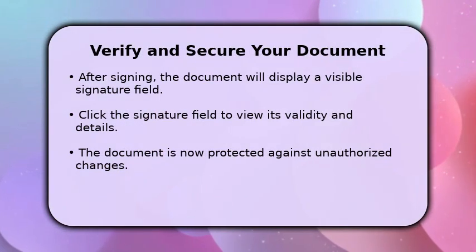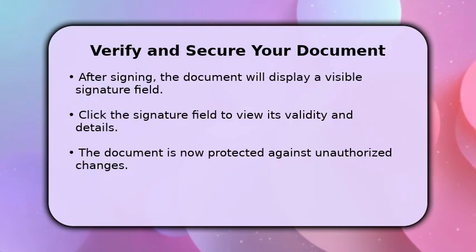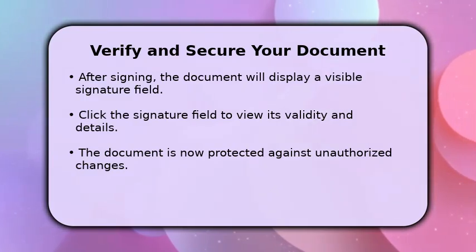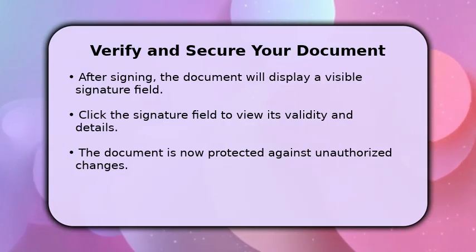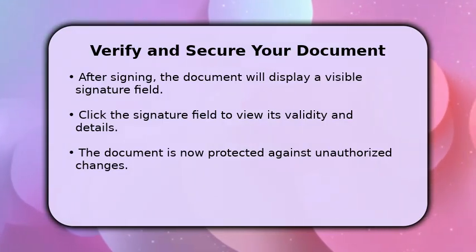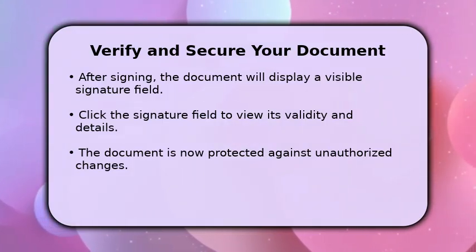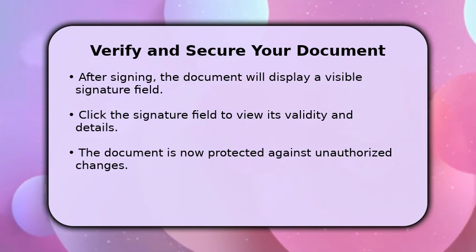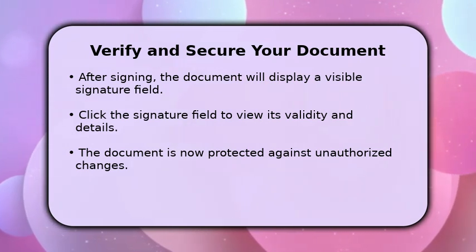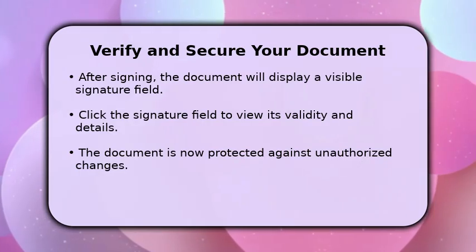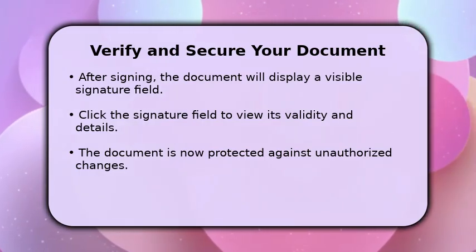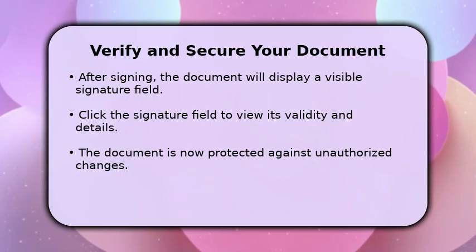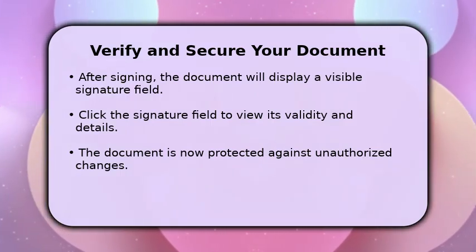After applying your digital signature, the document will typically display a visible signature field. You can click on this field to view the signature's properties, including its validity and the signer's details. This confirms the document's integrity and authenticity. The document is now secured against any unauthorized modifications, providing assurance that it has not been altered since you signed it. You can then confidently share it.